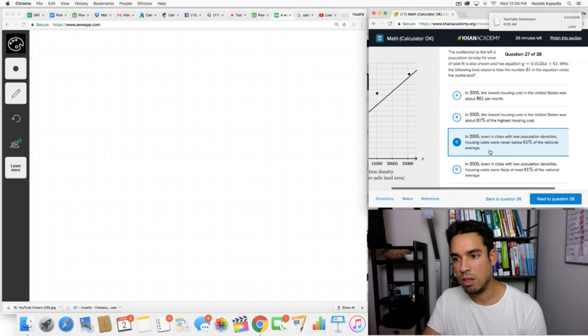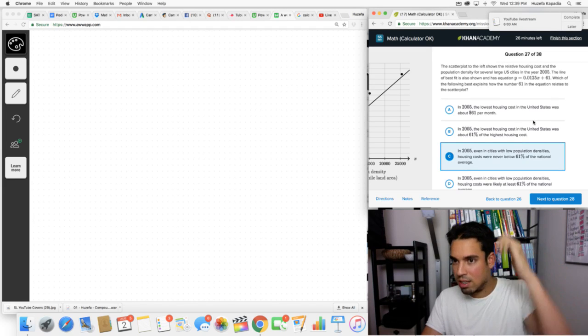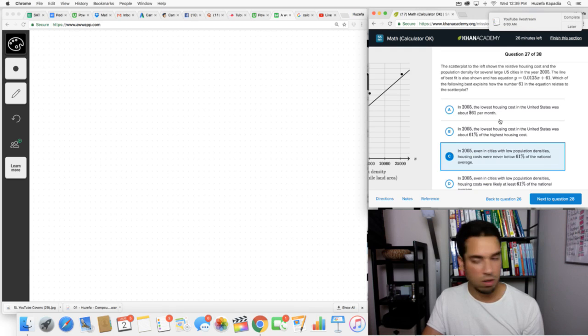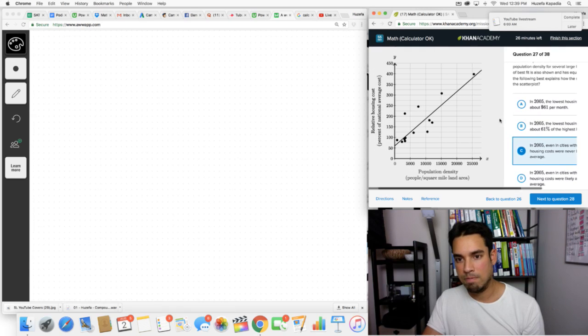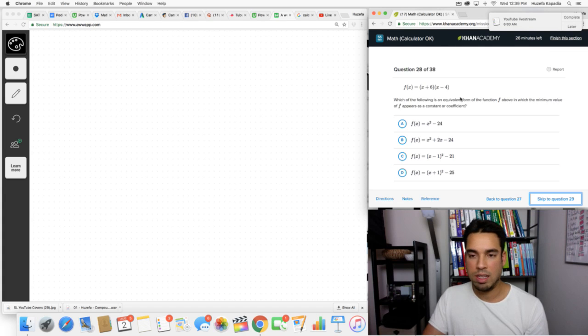We're never below 61% of the national average, because that's really what this is, it's a hard number that you can't go below, because X is not going negative. The lowest it goes is 0. So I'm going to say C, and we're going to move on because I can't spend too much time on this. This is another one that I'd like to revisit.